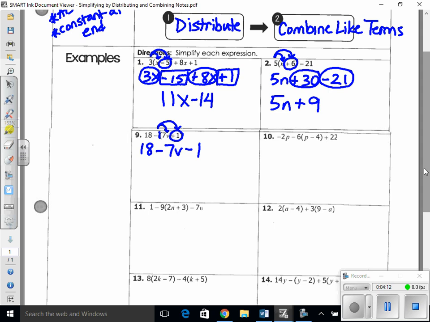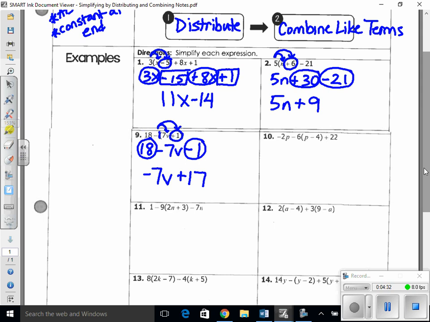Now to combine like terms. I don't have any v's to go together, so negative 7v, because remember the sign is in front of the number, goes first. Then I can combine 18 and minus 1. 18 minus 1 is going to give me a positive 17. All right, then we go to the next one, number 10.